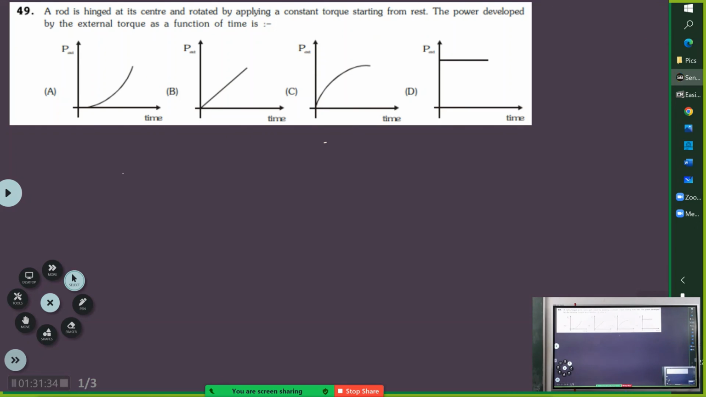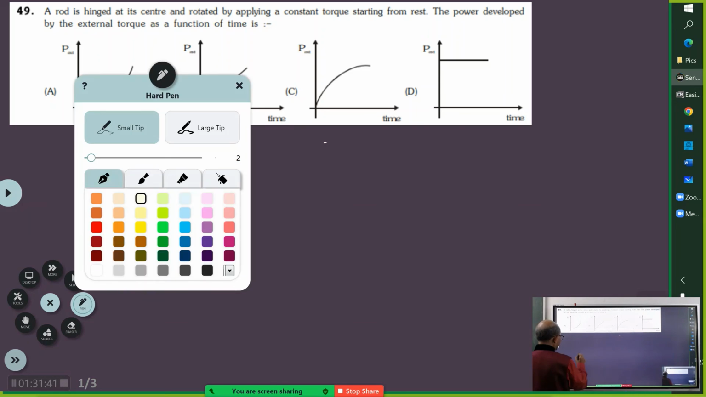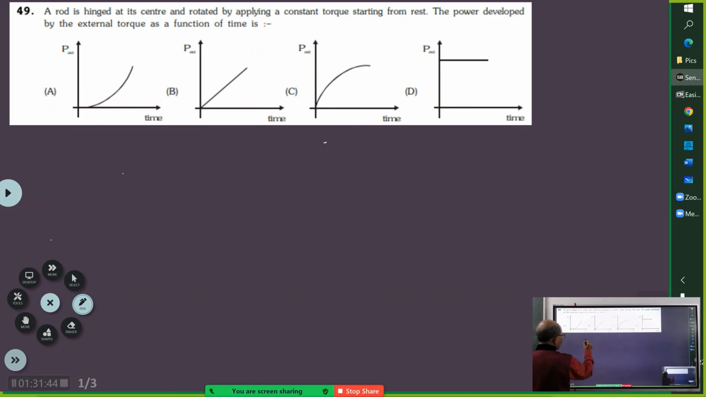A rod is hinged at the center and rotated by applying a constant torque from rest. The power delivered by the external torque is a function of what? So you have a rod hinged at the center, with a constant torque, starting from rest. What is the power? For the linear case it is F into V. Here it is tau into omega.